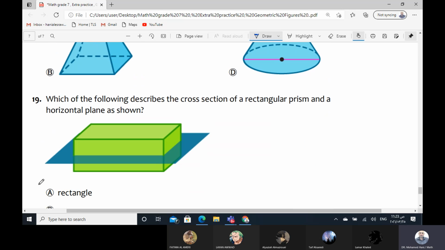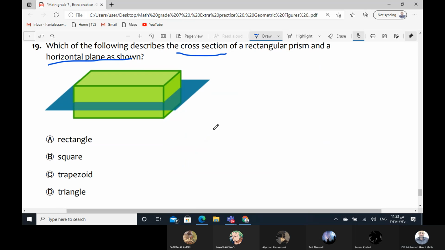Okay. Which of the following describe the cross-section of a rectangular prism and a horizontal plane as shown? Mr. Maybe rectangle. Rectangle or square or trapezoid or triangle? Mr. Rectangle. I think yes. Rectangle. Great. This is the horizontal. The horizontal like the base. Like always the horizontal cross section like the base. If the base here rectangle means the horizontal cross section means rectangle.